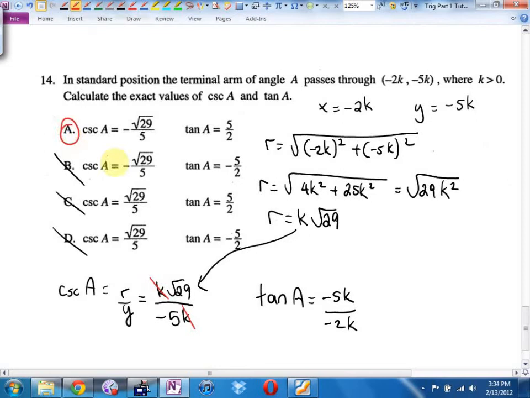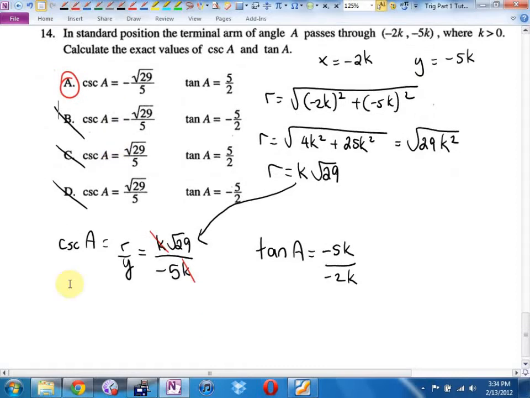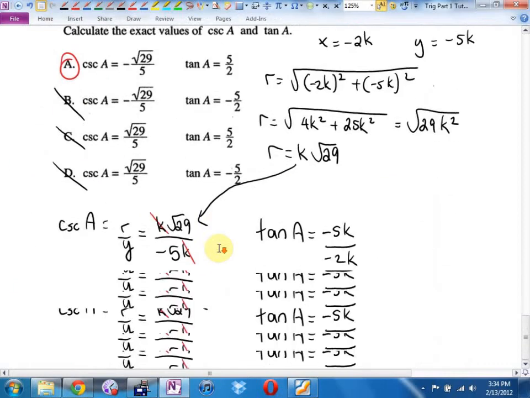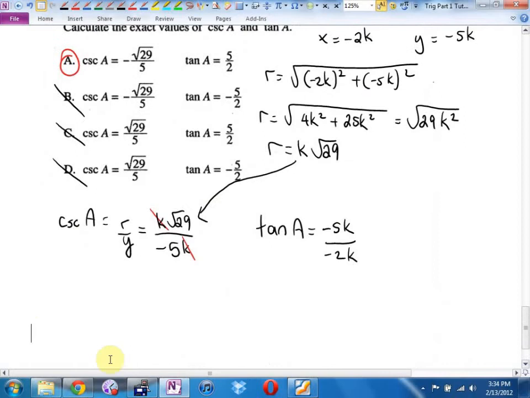Is that okay? Did I do anything new there? No. Stop writing clever, relax, don't panic, and look for certain trigger words: exact values, special triangles, unit circle. Or, oh no, look at my answers. There's no root threes and root twos. This is going to be that X, Y, and R stuff. I've done a bunch of these. Why do they have to say where K is positive to avoid that situation, where m could be positive or negative and actually had to be negative to satisfy this question? Ugh, I hate that previous question.